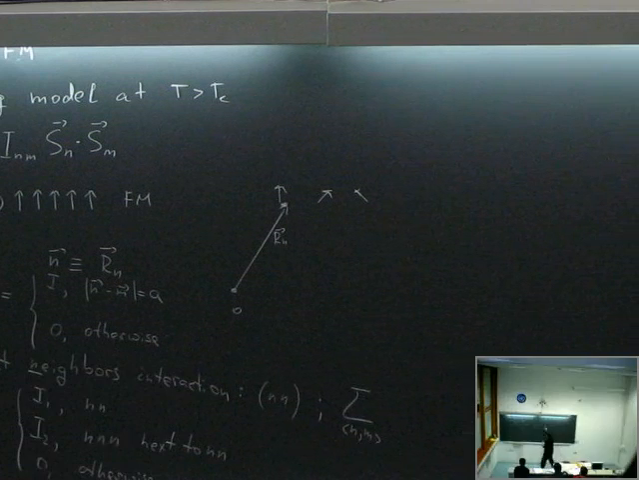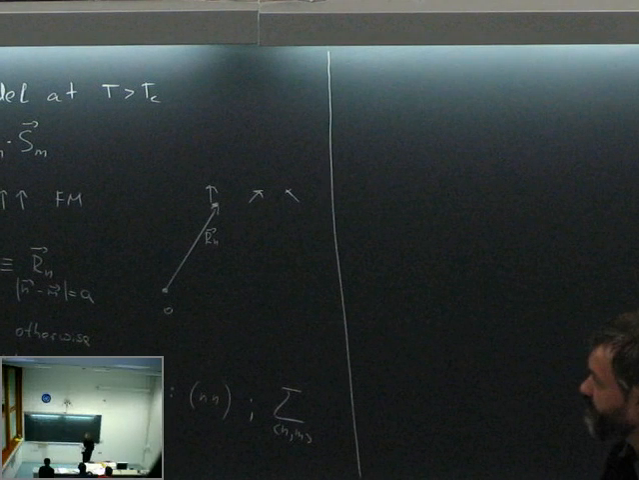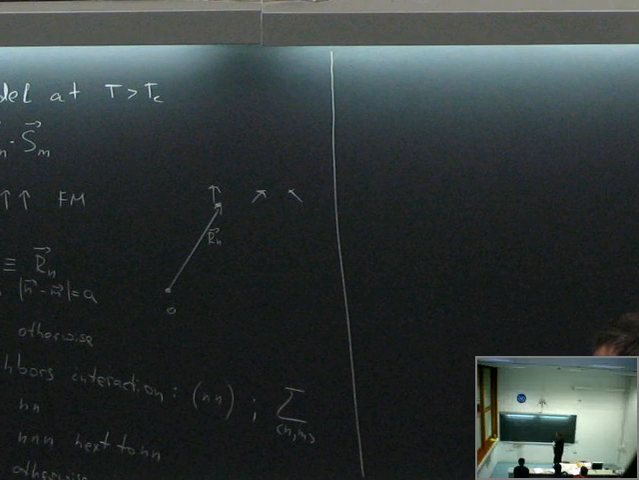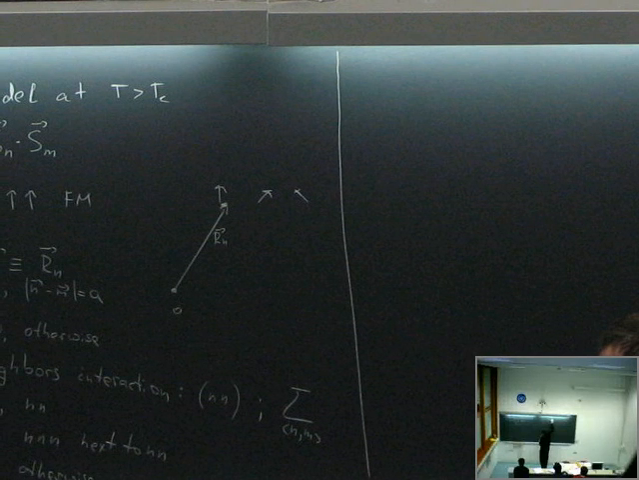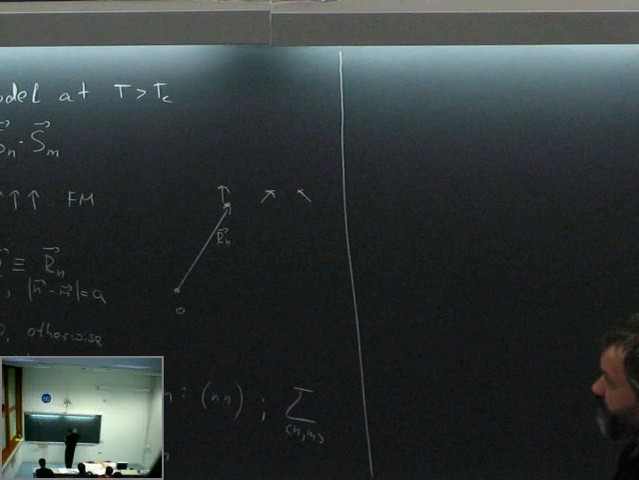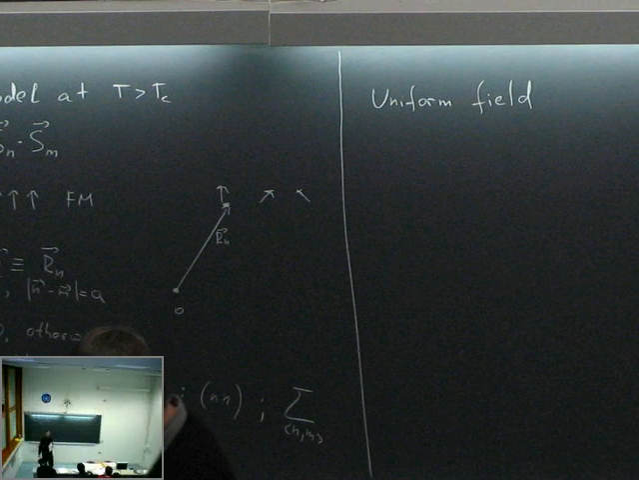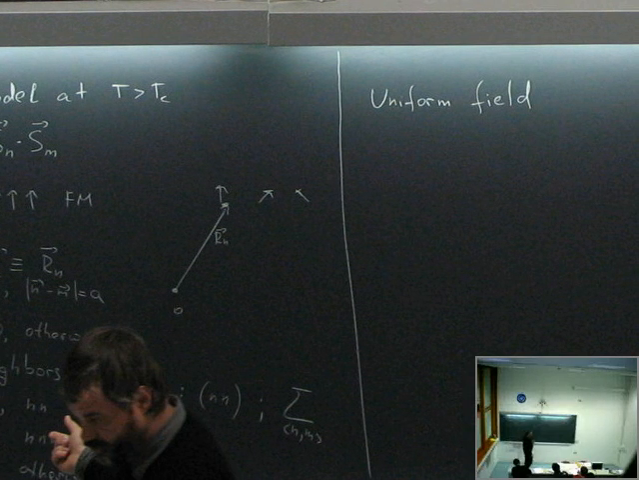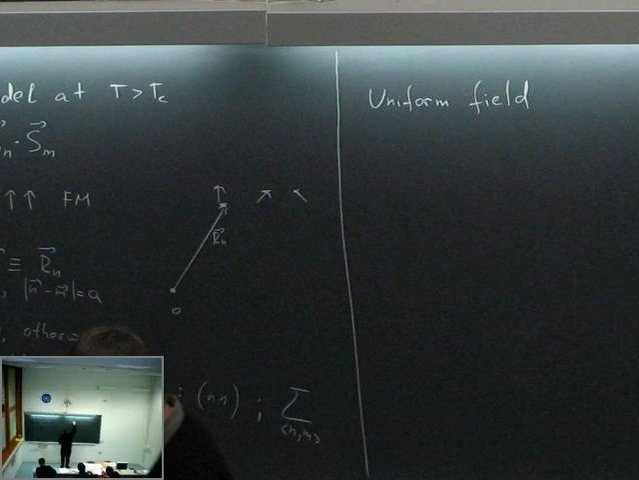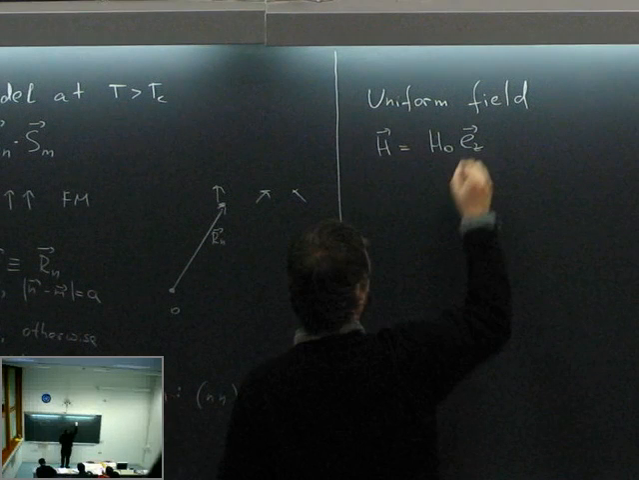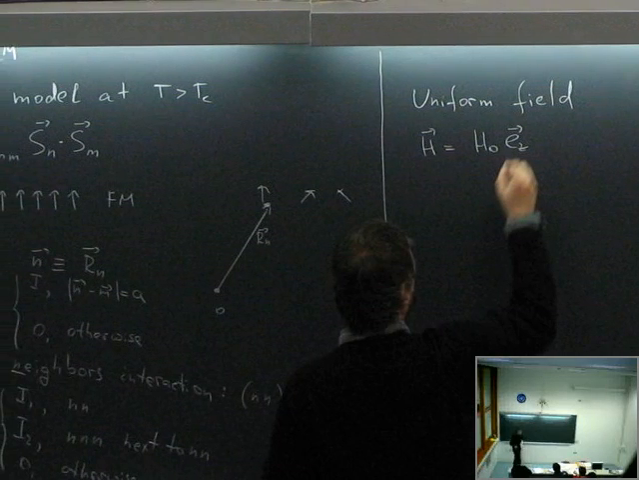Okay, it's also instructive to introduce a magnetic field to this model. Suppose we have a uniform magnetic field. If the field is applied in some direction, we're now free to say that our z direction is along the magnetic field. So we say that H is equal to H naught times z. Therefore our z-axis will be parallel to the magnetic field.